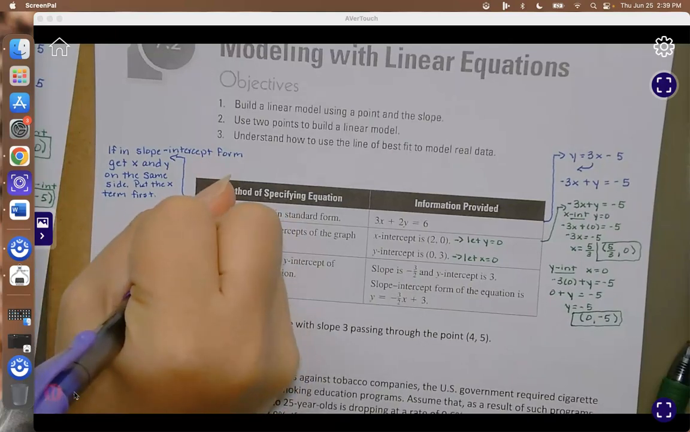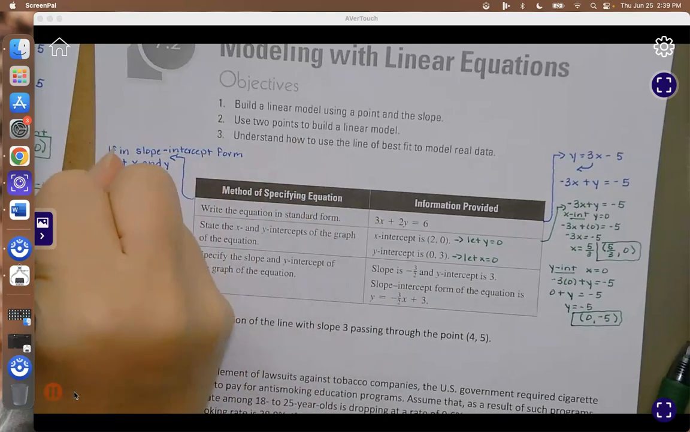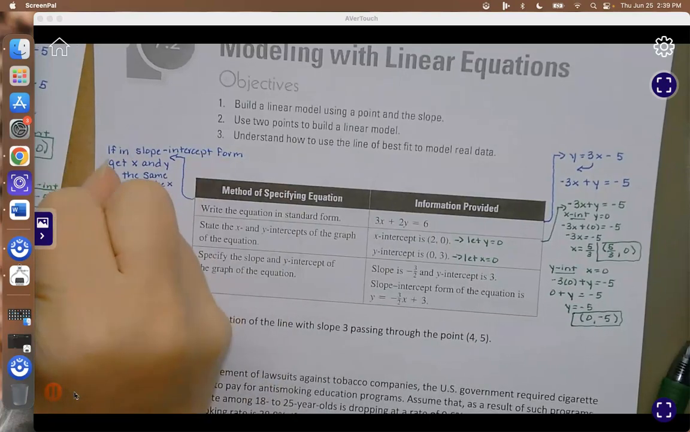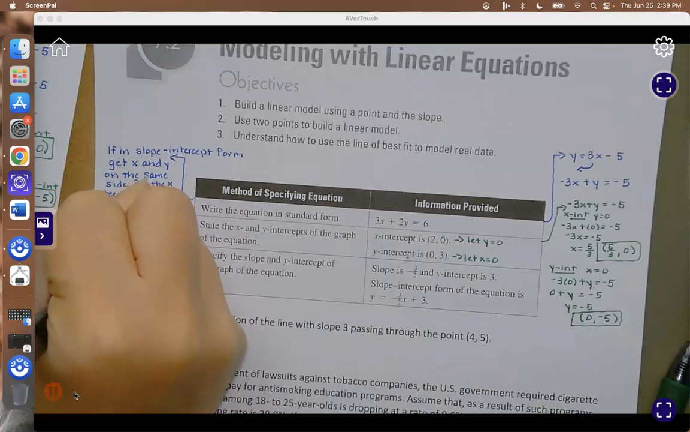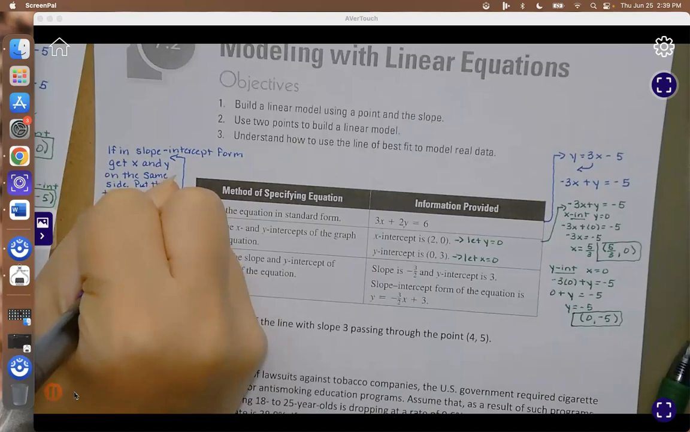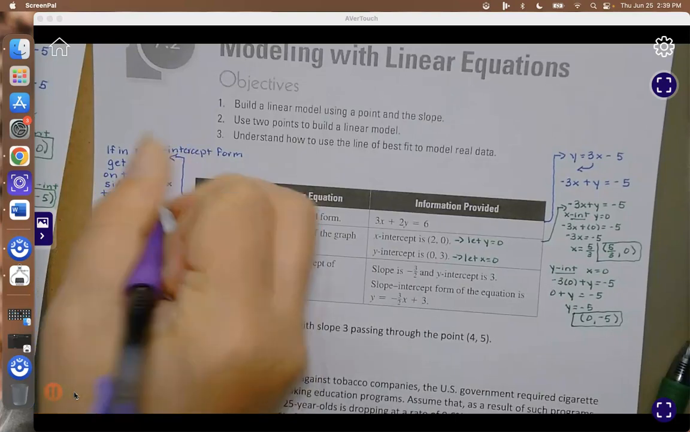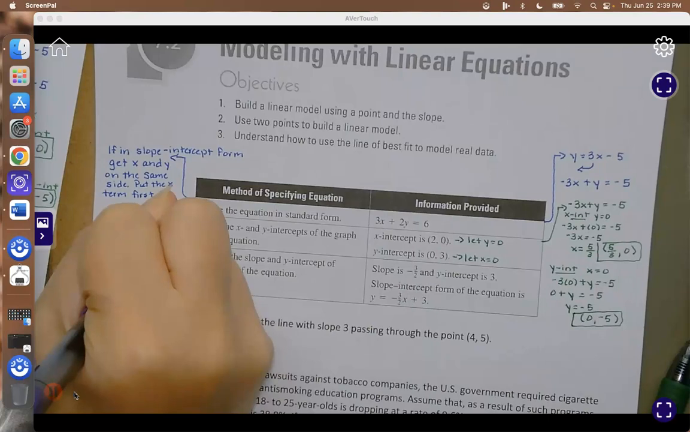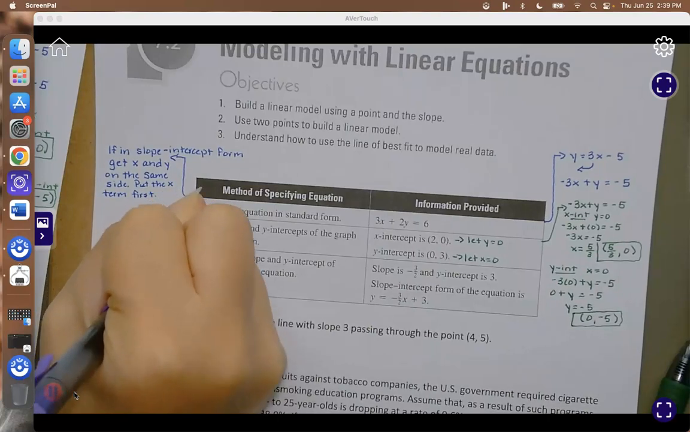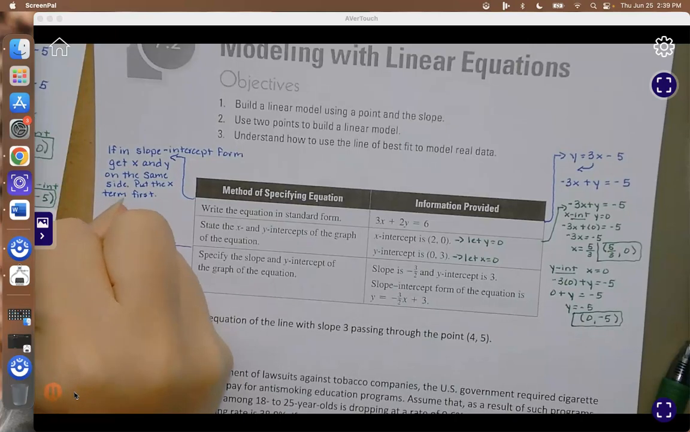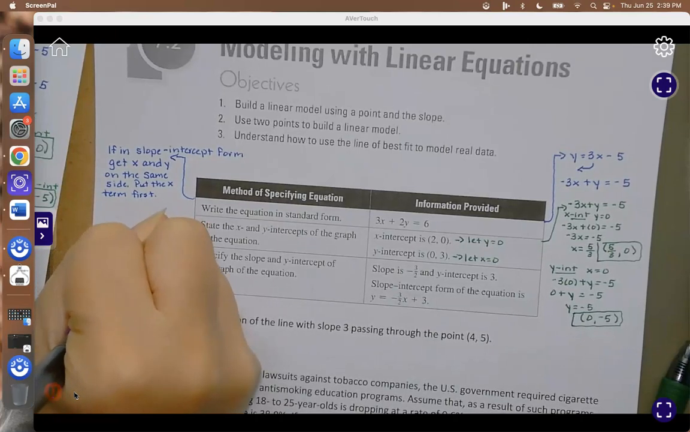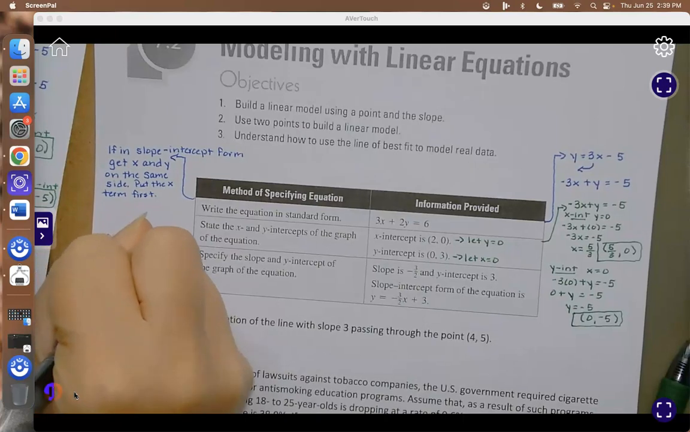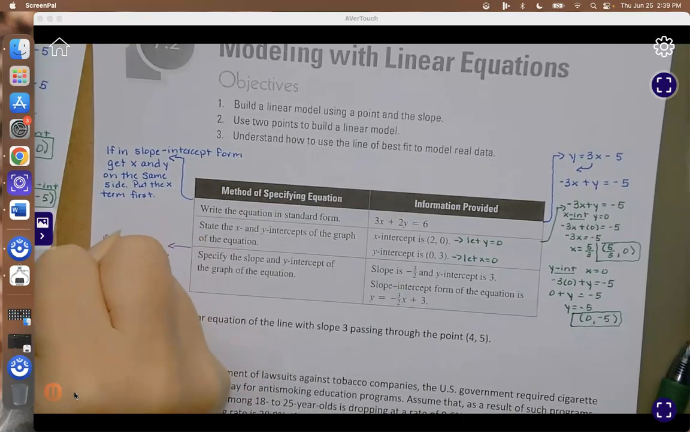Alright, so let's come over here and put a note. If it is in standard form, get y by itself, then pull out the slope and y-intercept.